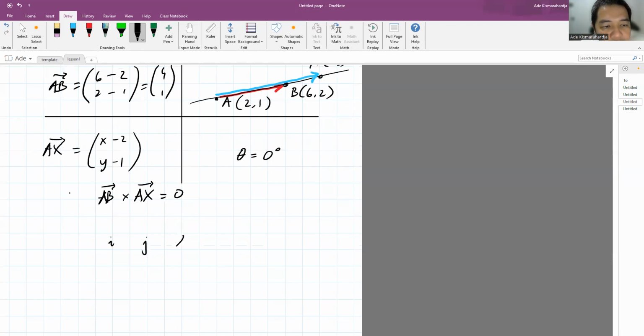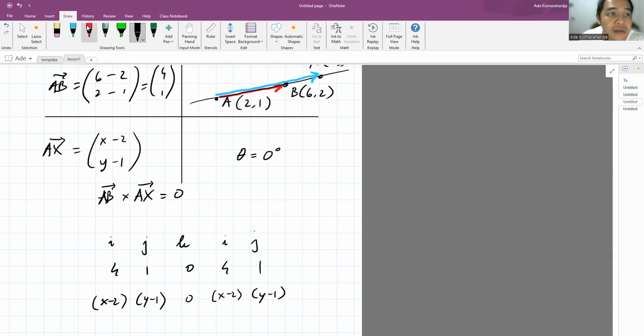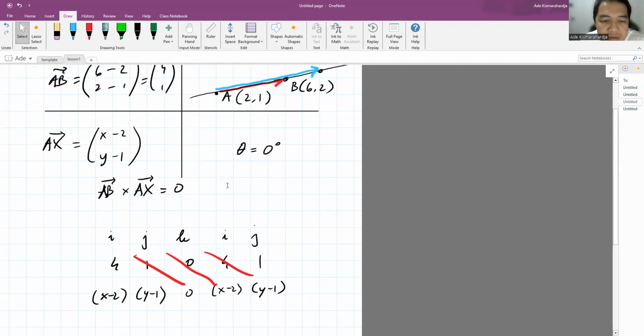So you know how to do cross product, yes? We are doing the determinant of this so-called 3 by 3 matrix. Let's start with AB. So this is 4, 1, 0. And then this is AX, x minus 2, y minus 1, and then 0. Then you copy the first two columns, and now you do the calculation like this. So essentially you are doing this, and then these diagonals.